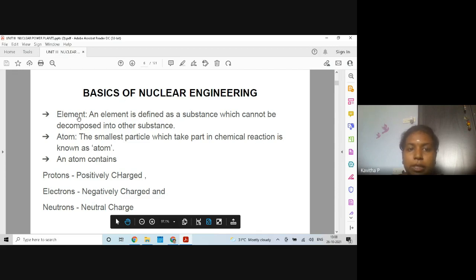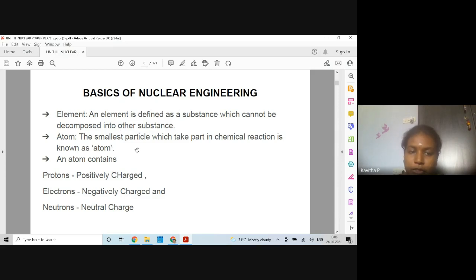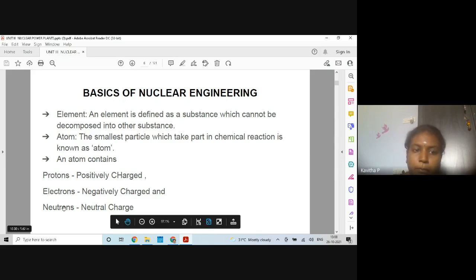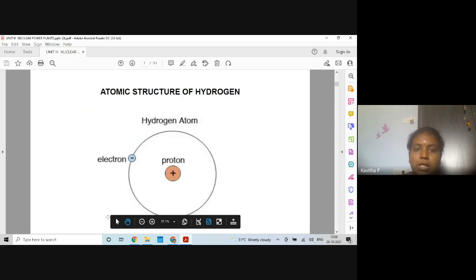So we know that an element is a substance which cannot be further decomposed, and atom is the smallest particle in the chemical reaction. Each and every atom comprises of protons, electrons, and neutrons. Protons are the positive charges, electrons are the negative charges, and neutrons are the neutral charges. So this is the atomic structure of hydrogen. Hydrogen has one proton and one electron.